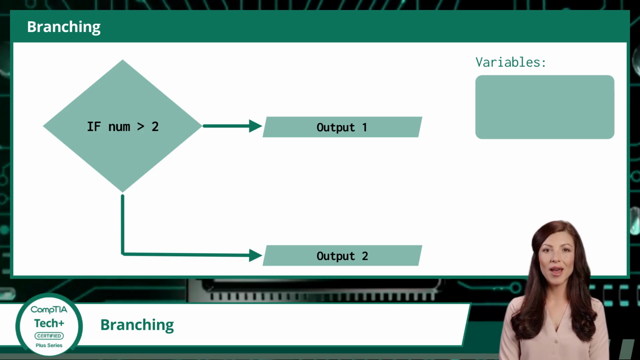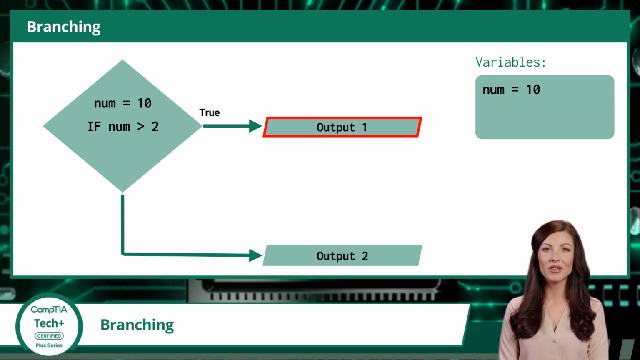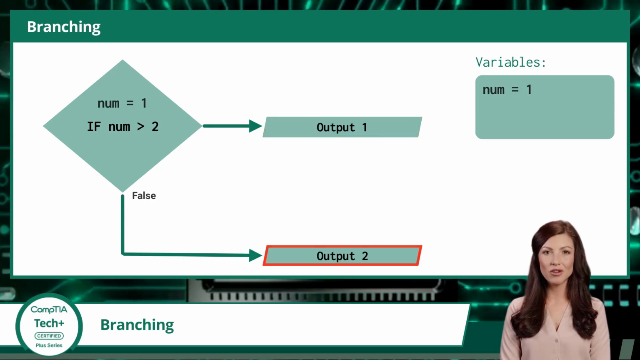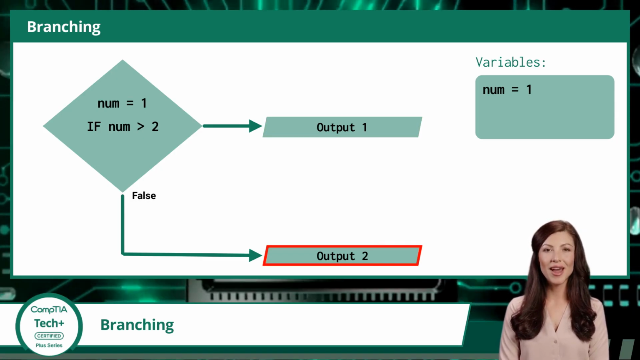For our example, I am using the condition statement if num is greater than 2. With this statement, we will be looking at the num variable and checking whether it is greater than 2. Now, should the variable num have a current value of 10, the conditional statement would evaluate to true, as 10 is greater than 2. This would result in our code displaying output 1. But, if the current value of num was 1, the conditional statement would evaluate to false, as 1 is not greater than 2. This would result in our code displaying output 2.